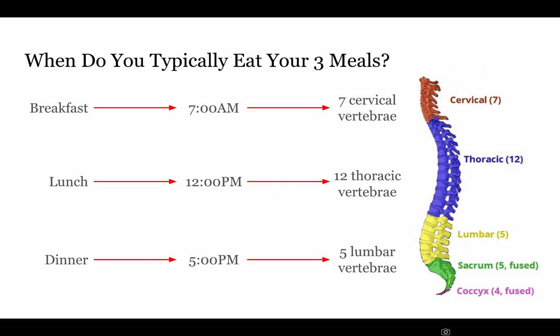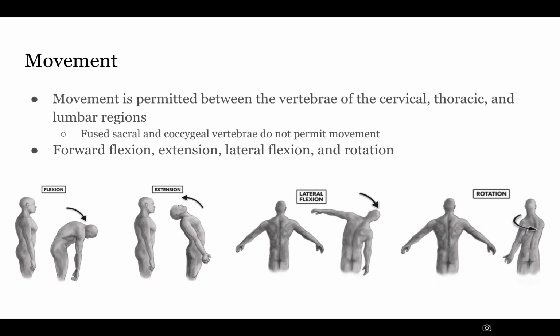A fun way to remember the number of vertebrae is by matching them with meal times. We eat breakfast around 7, so there are 7 cervical vertebrae. Lunch at 12 reminds us of the 12 thoracic vertebrae, and dinner at 5 helps us remember that there are 5 lumbar vertebrae. Movement is only permitted in the cervical, thoracic, and lumbar regions.